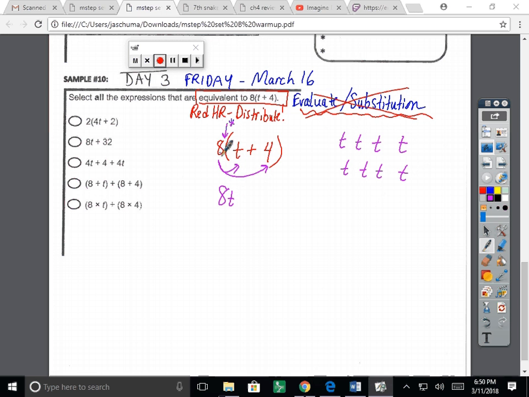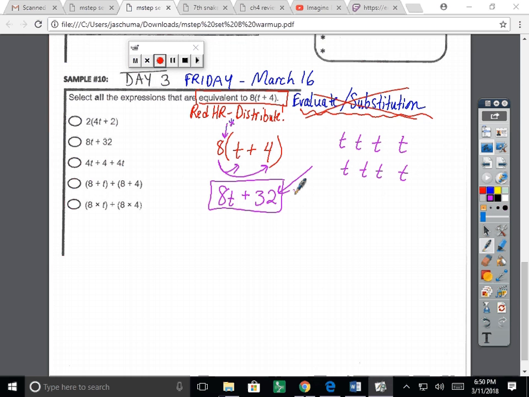Next, we have multiplication happening between the 8 and the 4. This distribution in front of parentheses means everything inside gets multiplied. So 8 times 4 gets me 32. There was addition, there's still addition. This is really my target. This is really what I'm shooting for. I want everything to be equivalent here to 8t plus 32.